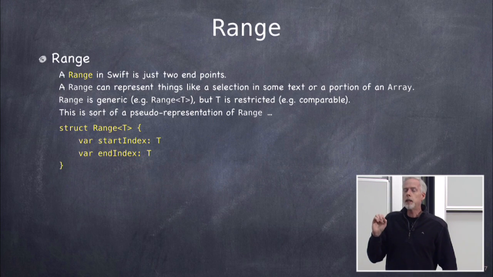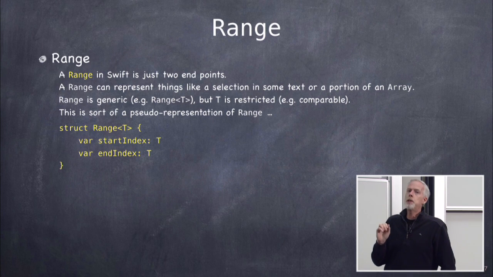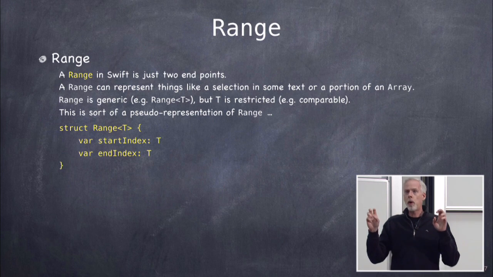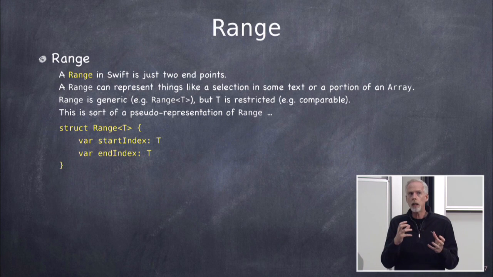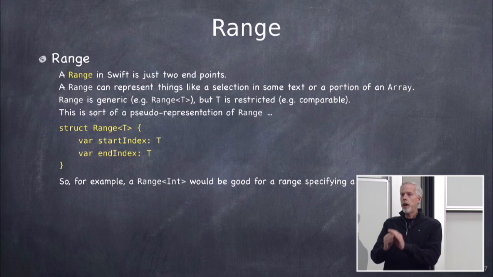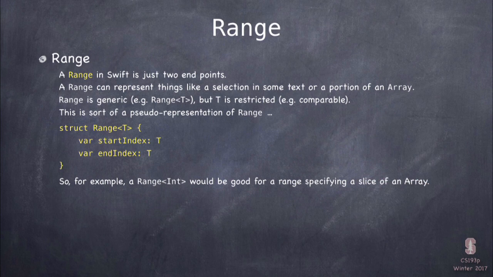T is restricted a little bit, and I haven't really talked about how you restrict a generic type, but T is restricted. It has to be what's called comparable. That's because range needs to make sure that the start index is less than the end index. That's part of what a range is defined to be. So that T has to be something that can be compared to see if the start index is less than the end index. Minor thing there. So, for example, a range of int would be great for specifying a range in an array, because an array is indexed by integers, right? Starting at 0 and going up to the number of things in the array.